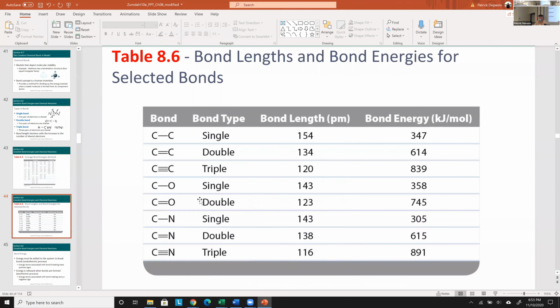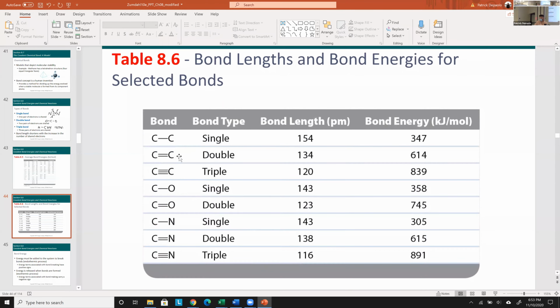So here's some selected bonds, and here's how we can really see the trends. If you talk about carbon-carbon bonds, a single bond has a bond length of 154. You add another one, it gets lower. Add another one, it gets lower. And then what happens to that bond energy? It gets higher because they get closer together and it's more tape in essence. Same thing happens for the other ones. Oxygen, single and double. The distance goes down, energy goes up.